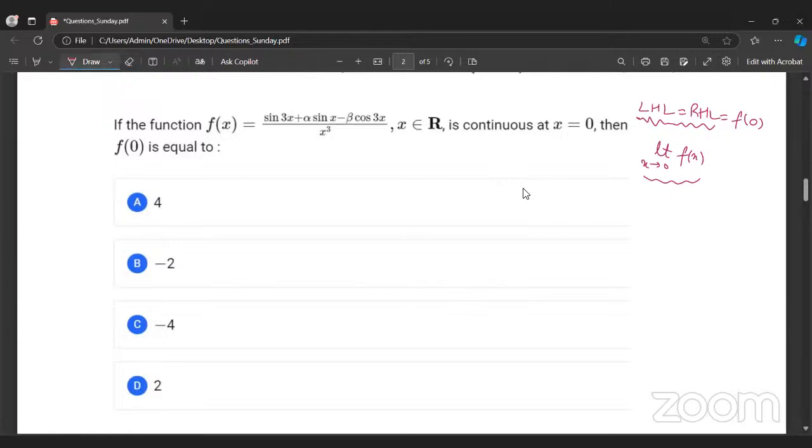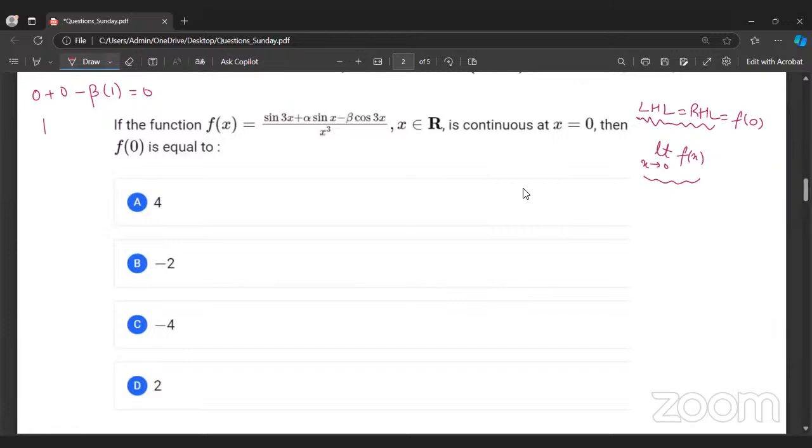Okay. So at x is equal to 0, when my x is tending to 0, what should be my numerator? Zero, right? So you substitute your x as 0 in the numerator. So it is sine of 0. What is sine of 0? 0, right? So 0 plus alpha into 0, that is also 0. Minus beta into cos of 3x, which is 1. Right? It should be 0.